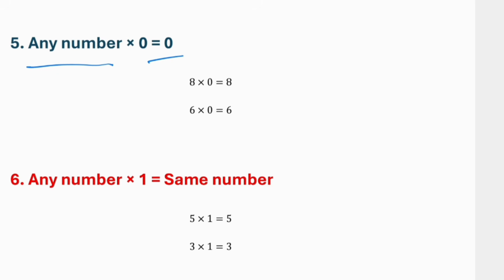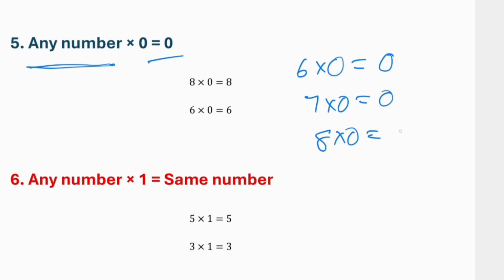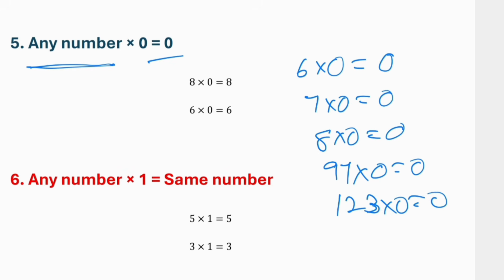And the next one, any number into 0 is 0. Again I repeat, any number into 0, we get 0 as the answer. For example, 6 into 0 is equal to 0. 7 into 0 is equal to 0. 8 into 0 is equal to 0. 97 into 0 is equal to 0. 123 into 0 is equal to 0. In all cases, we get 0. When we multiply with 0, the answer we get is 0.